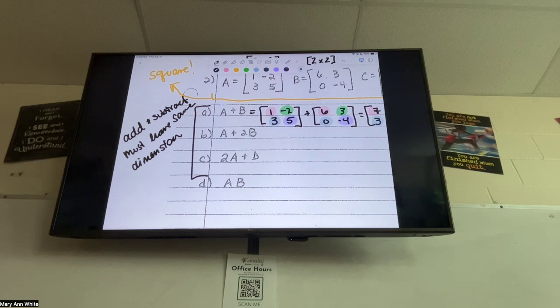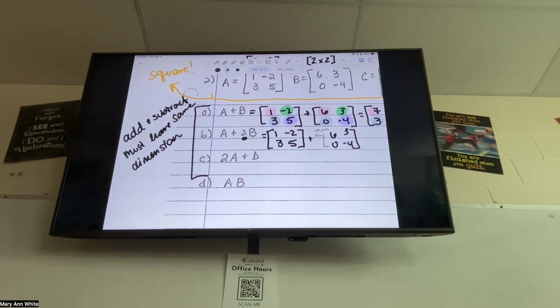All right. Now, letter B says A plus 2B. What do you think that 2 in front of that B is going to do? Multiply all of the elements by 2. So let's do it and then I'll explain the vocab word behind that. I'm gonna rewrite A, so I'm gonna write 1, -2, 3, 5 again. And you can do one of two things. You can write your 2 on the outside and then write B. And then your next step, you can multiply that all the way through.